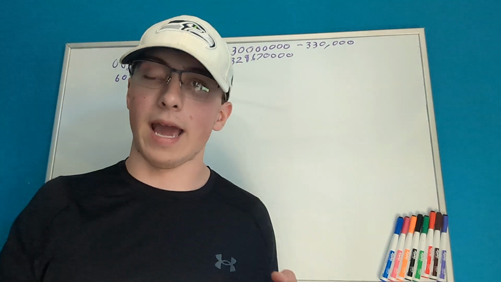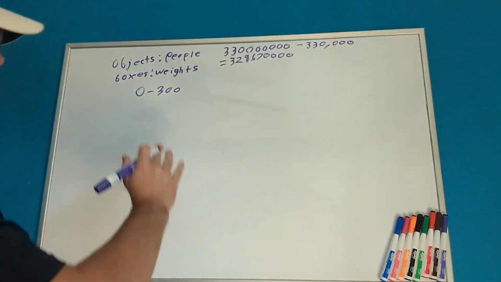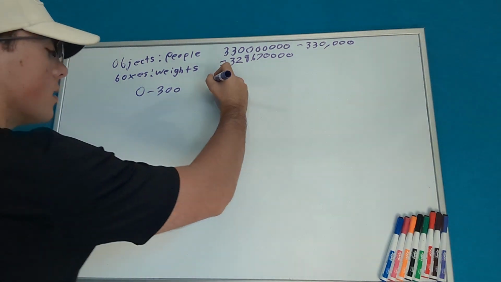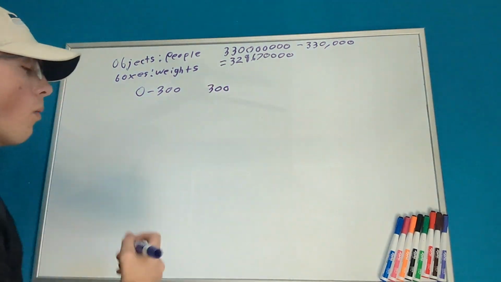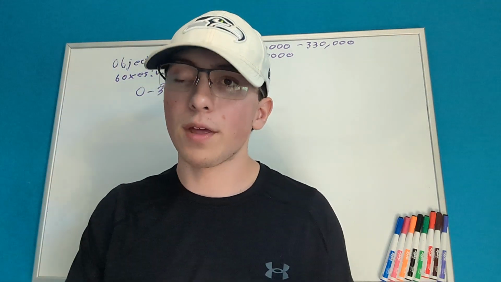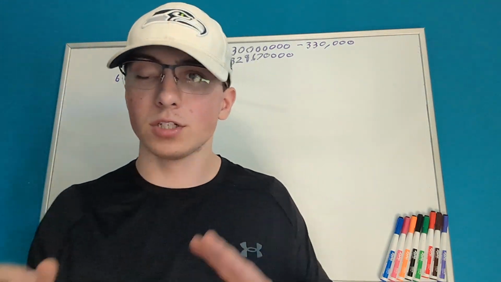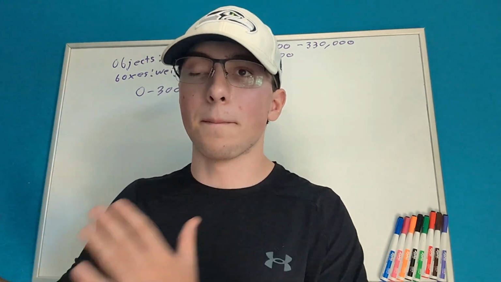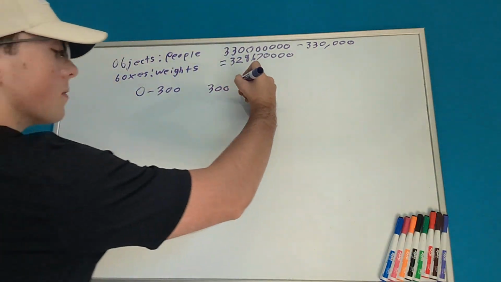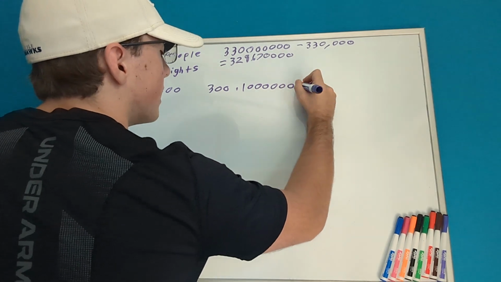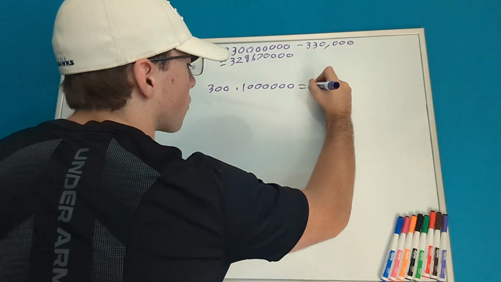So how do we get how many boxes we're working with? We take this 300 number, our maximum weight, and we multiply it by 1,000,000, because we're rounding to the nearest millionth. So we take the highest possible weight and multiply it by what we're rounding to. And this just gives us 300 million.